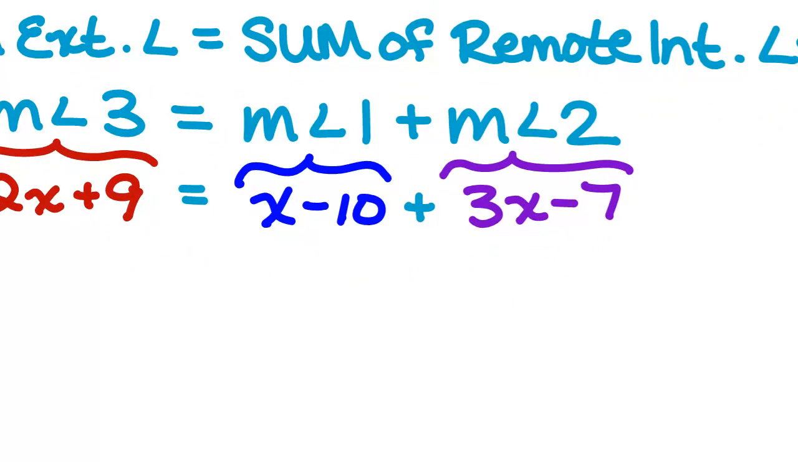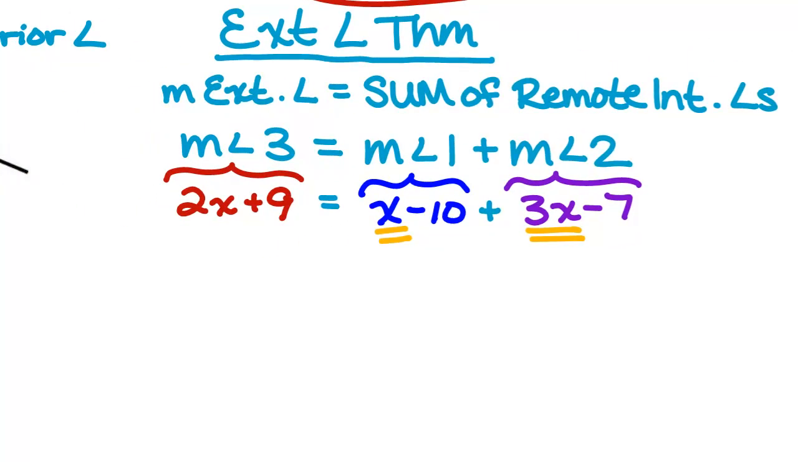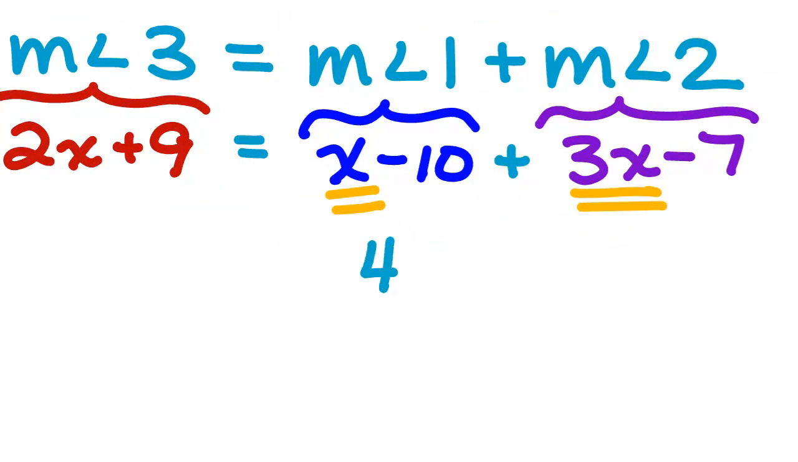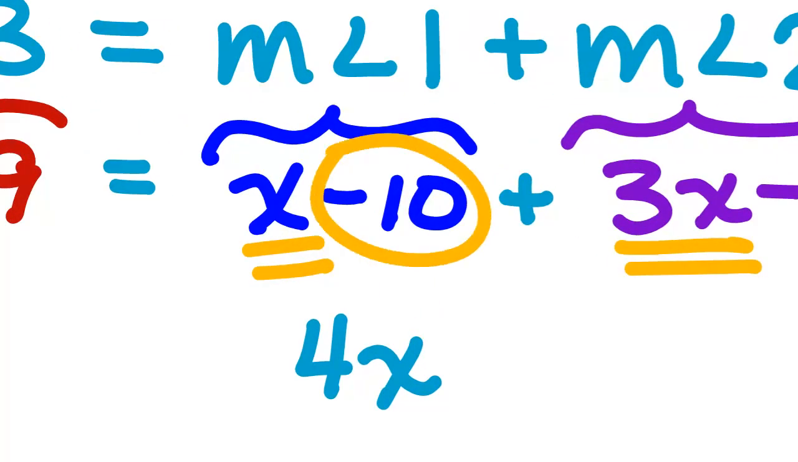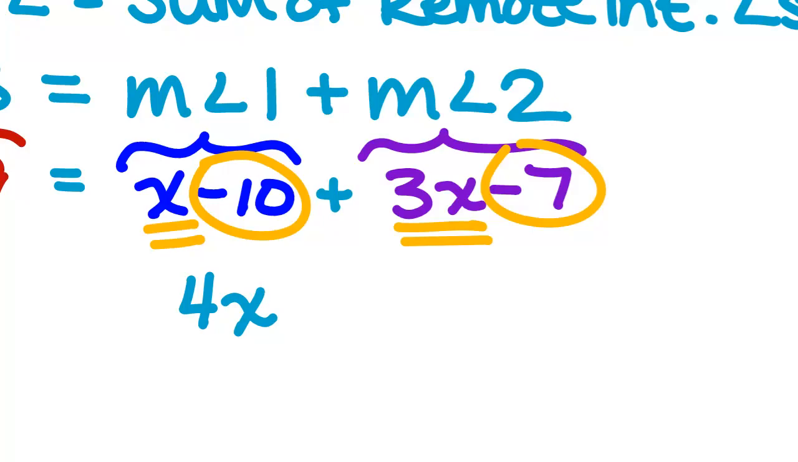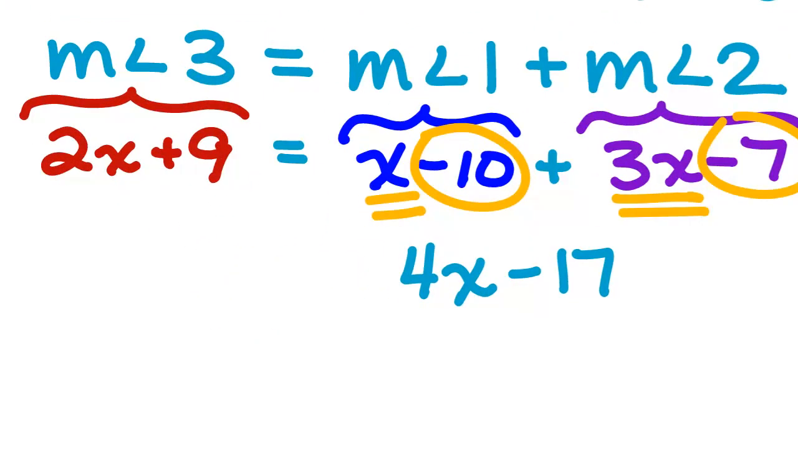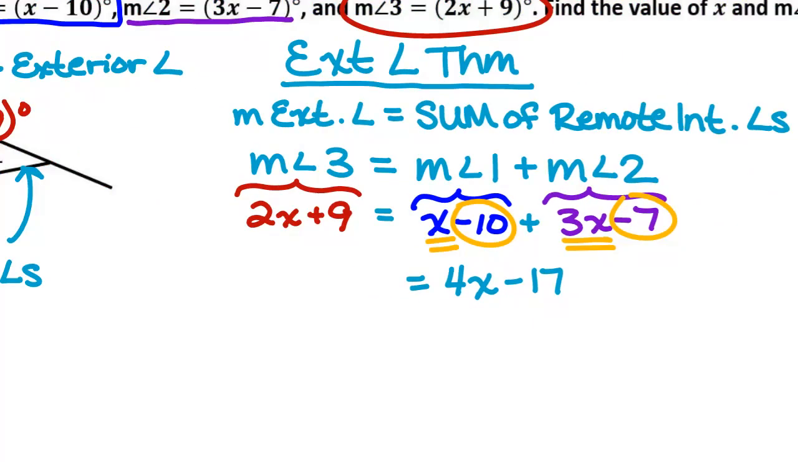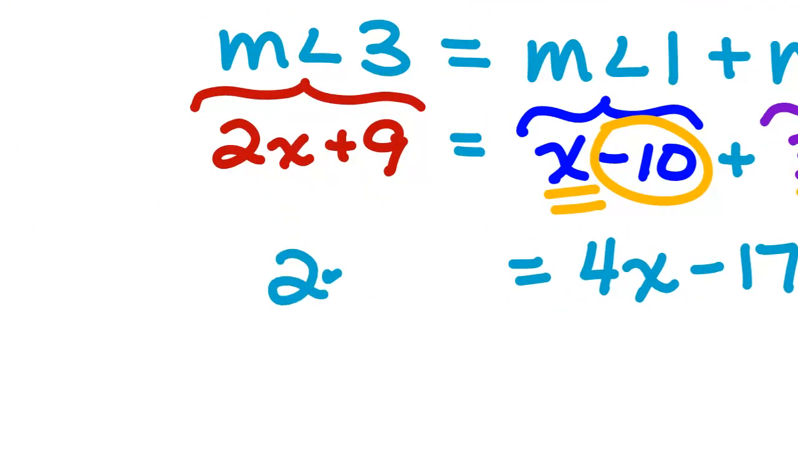Over on the right-hand side, we're going to combine our like terms together. I have x and 3x. That's going to combine to give me 4x. And then I have a minus 10 and a minus 7. That will combine to give me a minus 17. So on the right, I have 4x minus 17. On the left, I have 2x plus 9.